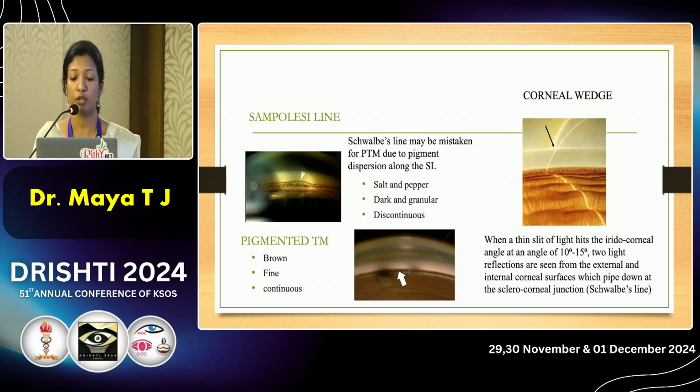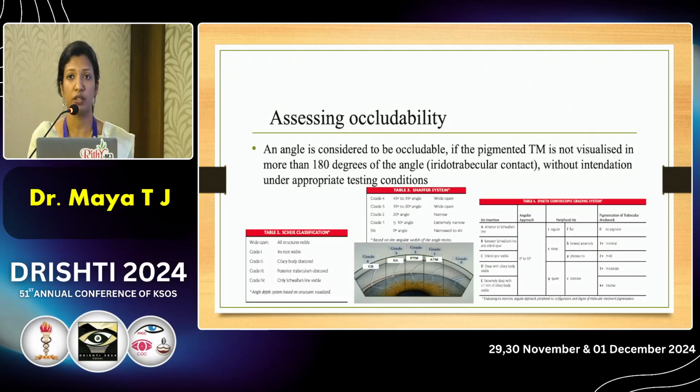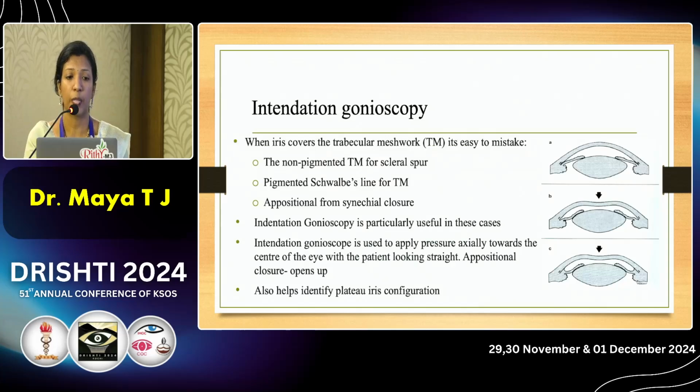This points towards the Schwalbe's line. When the iris has a convex configuration, it is difficult to see the angle structures. Then ask the patient to look in the direction of the mirror or move the mirror towards the angle being viewed. This gives a better view of the angle structures. Now, assess the occludability. An angle is considered to be occludable if the pigmented trabecular meshwork is not visualized in more than 180 degrees of the angle without indentation under appropriate testing conditions.